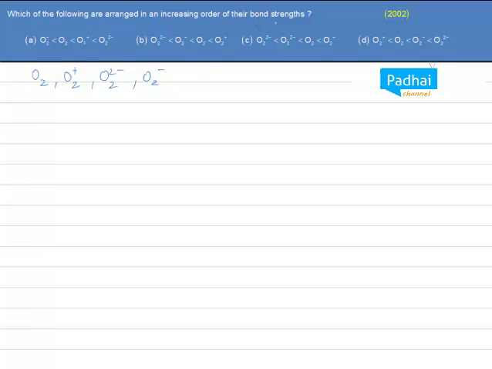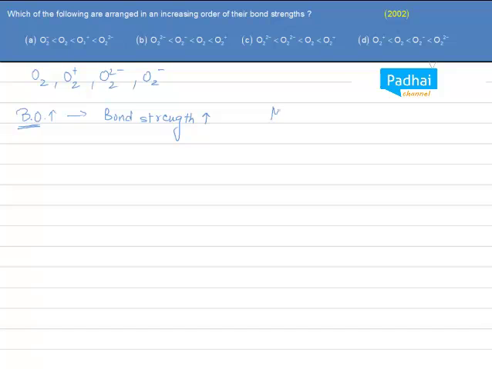Now the bond strength is calculated by the bond order. So first of all we have to calculate the bond order. The greater the bond order, the greater the bond strength, right? Bond strength will be more if bond order is high. So we first have to calculate the bond order of these species.